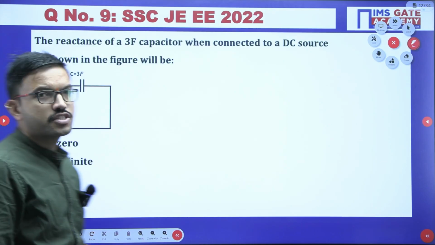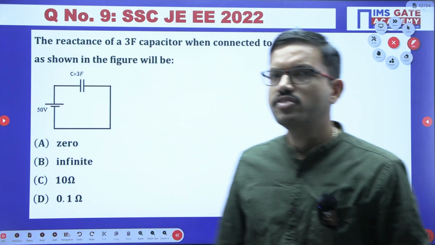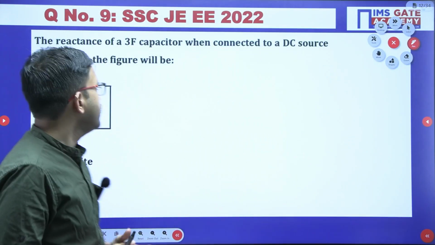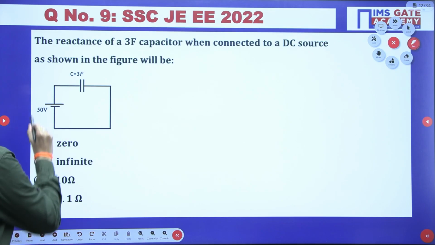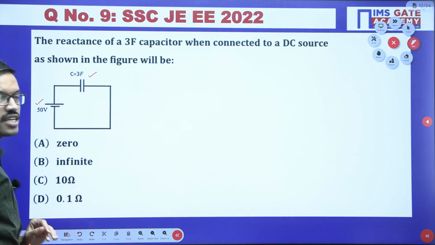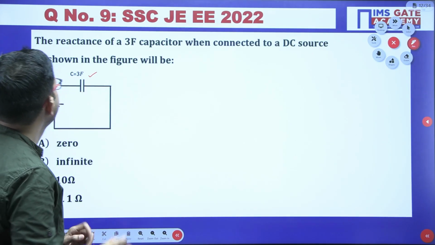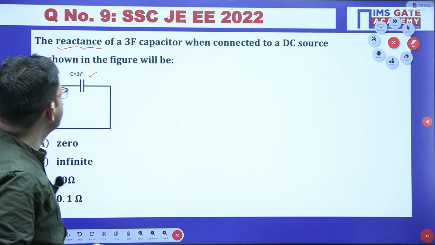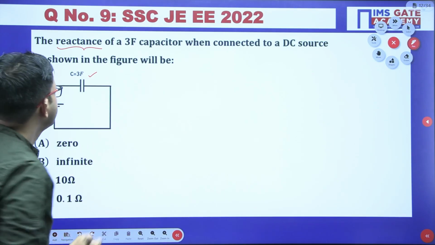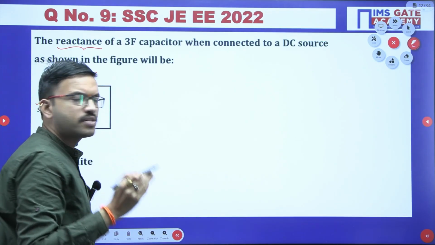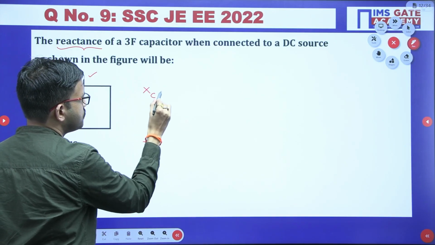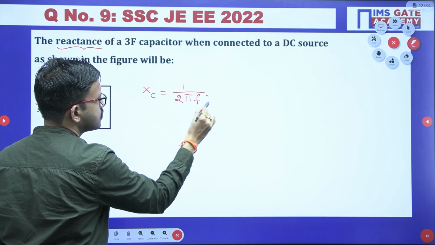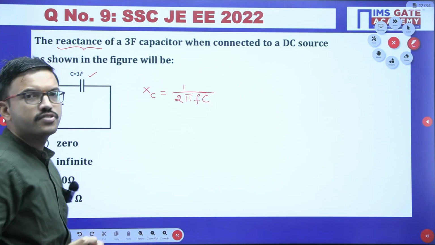Okay. Next question, it is a very easy, straightforward question. If you know the basics, you can easily answer without using pen and paper. Here you have the circuit diagram with one voltage source and a capacitor. They are asking for the reactance of the capacitor connected to a DC source as shown in the figure. Just write the capacitor reactance formula, Xc equal to 1 by 2 pi Fc. This is the reactance of capacitance.